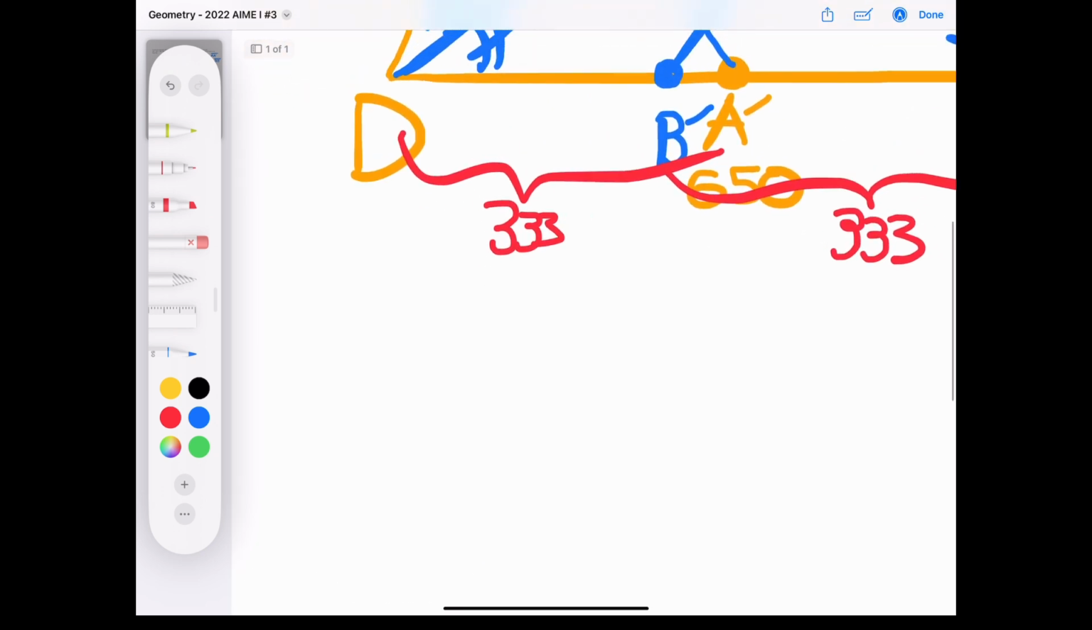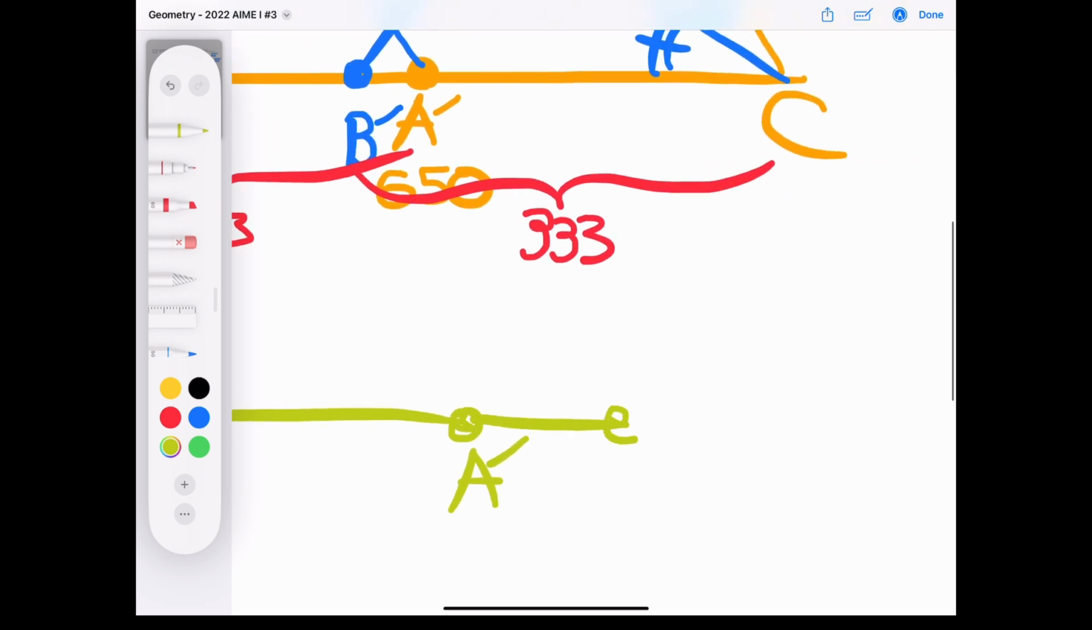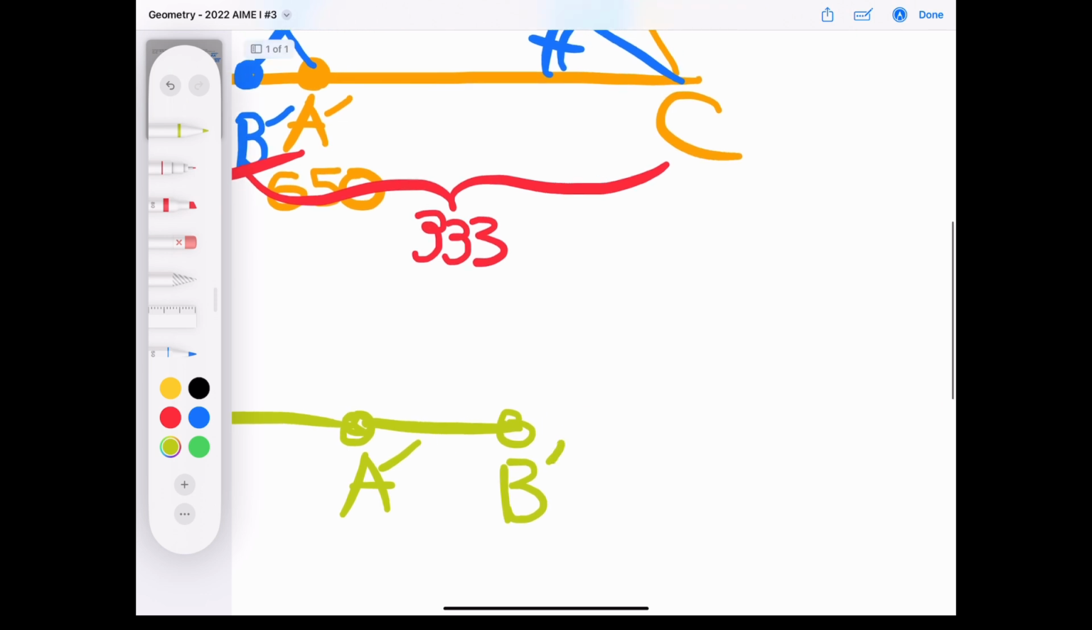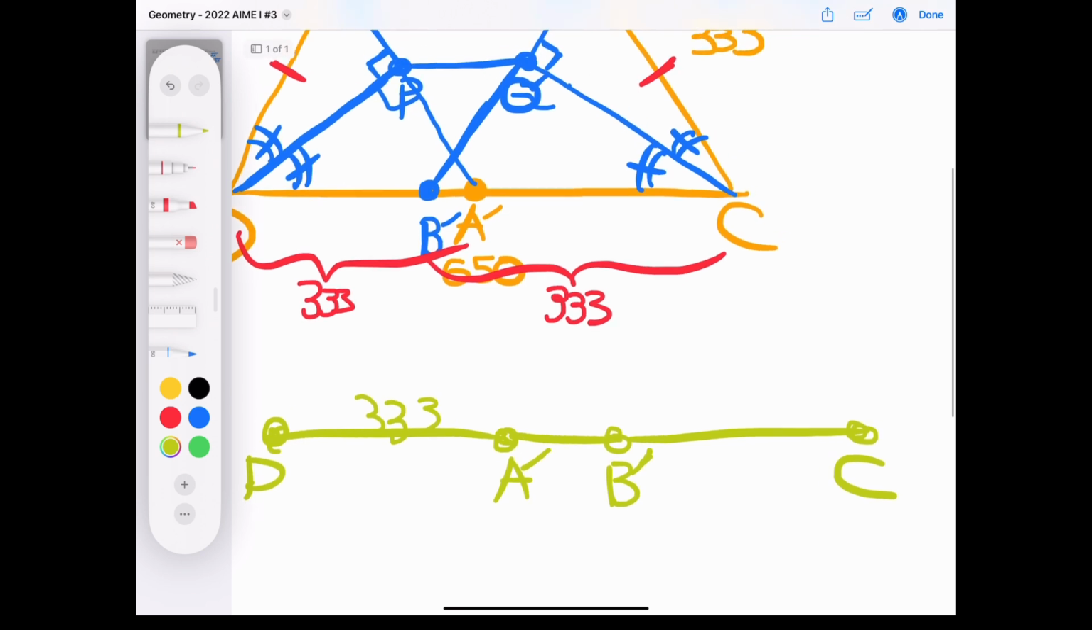And the reason is because DA prime, let's suppose that wasn't the case, right? So maybe A prime and B prime were the same, or A prime was to the left, right? If that were the case, you get that the sum of the lengths of DA prime and B prime C would have to be less than the total length DC, or at most the total length DC.